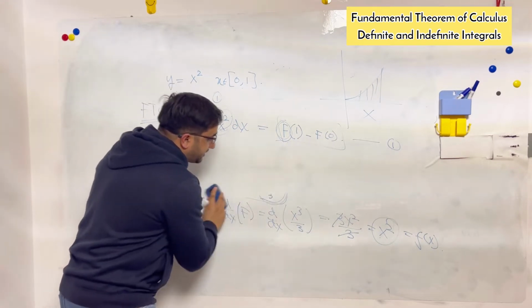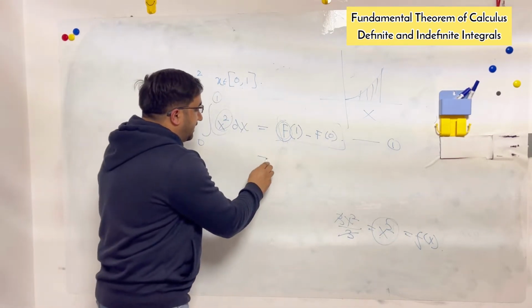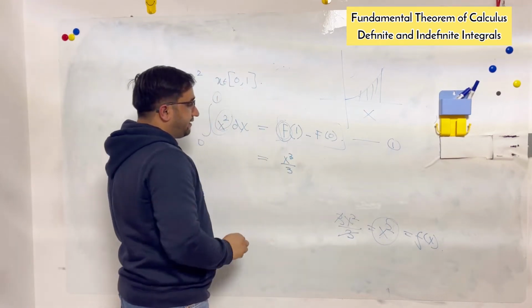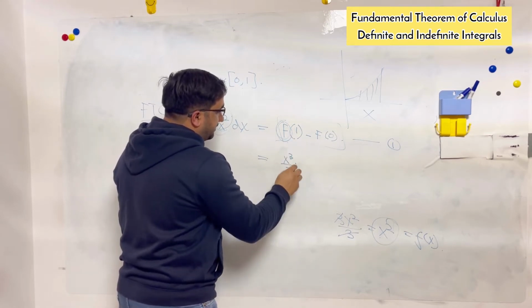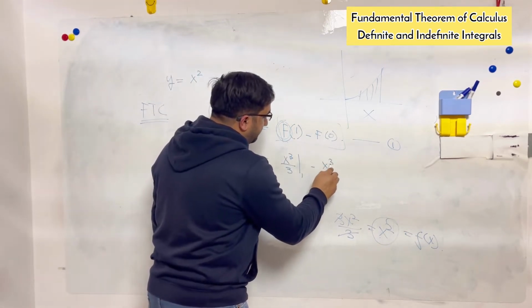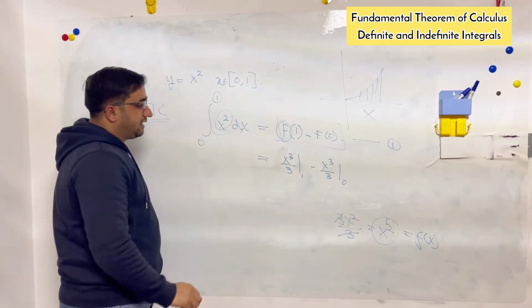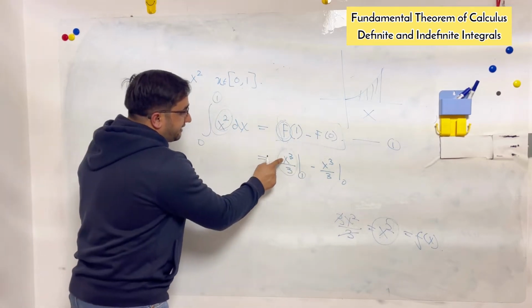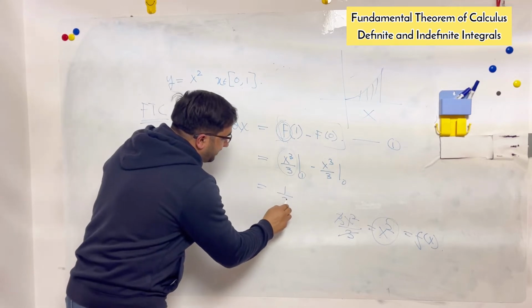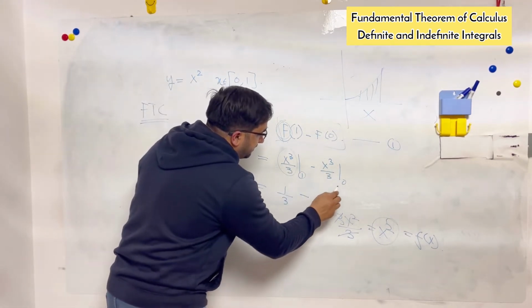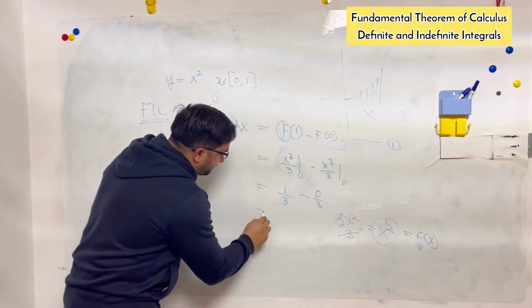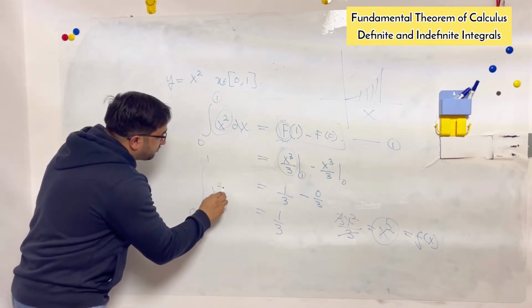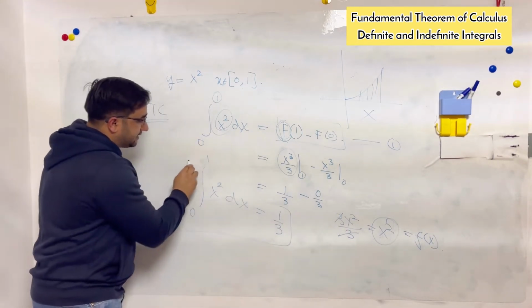So I just pick up this one and put it into the formula. The answer will be x cubed by 3 at the point 1 minus x cubed by 3 at the point 0. This simply means, wherever there is x in the expression, put this 1. So it is 1 by 3 minus 0 by 3, so it is 1 by 3. So the area under the curve for the interval of x square dx is 1 by 3. That's it.